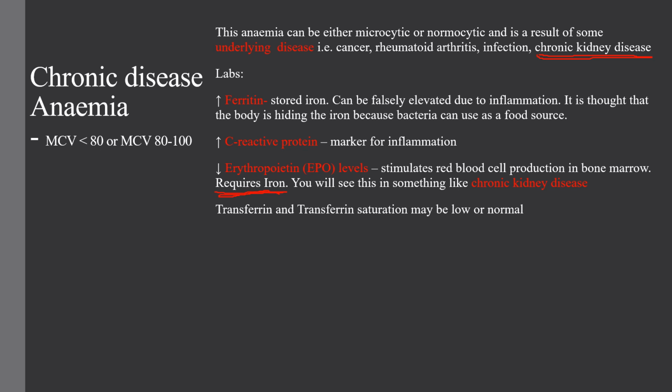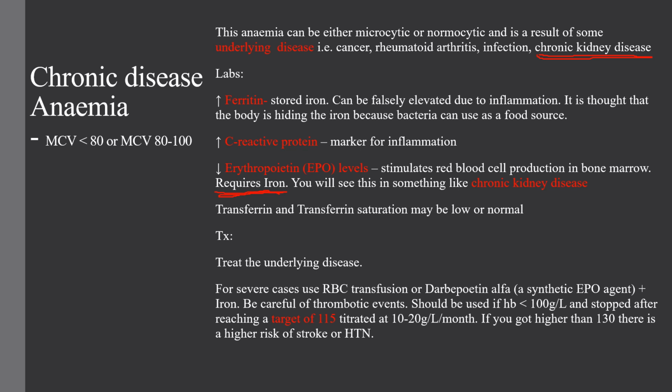Transferrin and transferrin saturation can either be low or normal, so I wouldn't worry too much about them. But the other three that I highlighted are probably the ones you're going to look out for. For treatment, you just treat the underlying disease, and that's going to help correct some of the anemia. There are severe cases where you might need some sort of red blood cell transfusion, or you can use darbepoetin alpha, which is the EPO agent I was talking about.